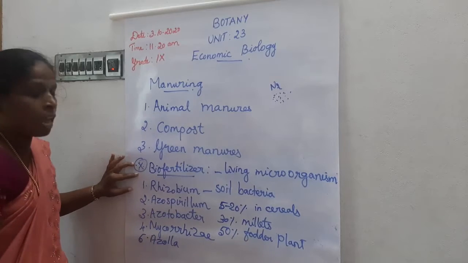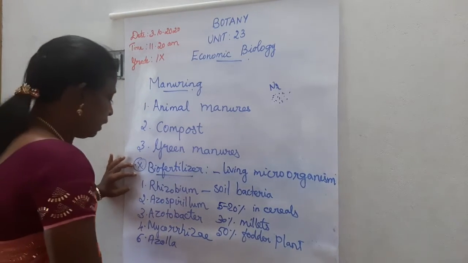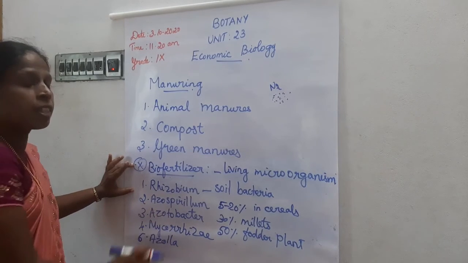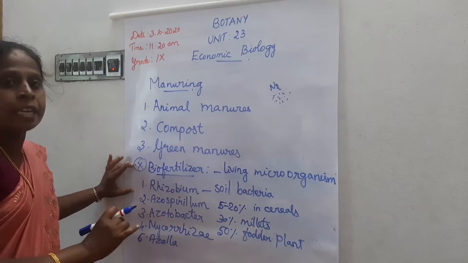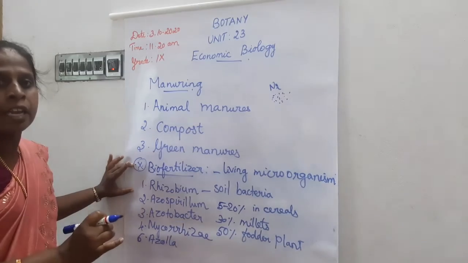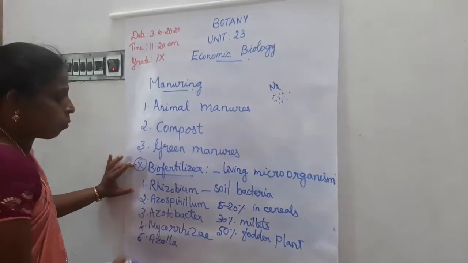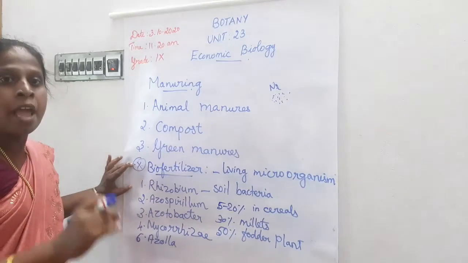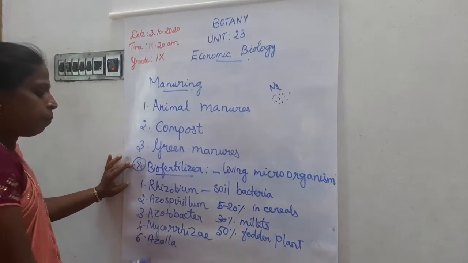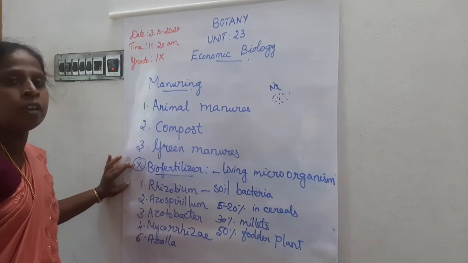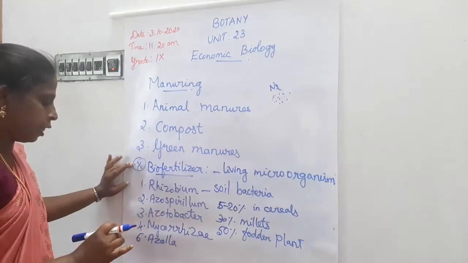The third one is acetobacter. It is also a type of bacteria. It can fix the atmospheric nitrogen and also it acts as an antibacterial and antifungal compound. It can be applied in plants such as wheat, rice, sorghum, etc.